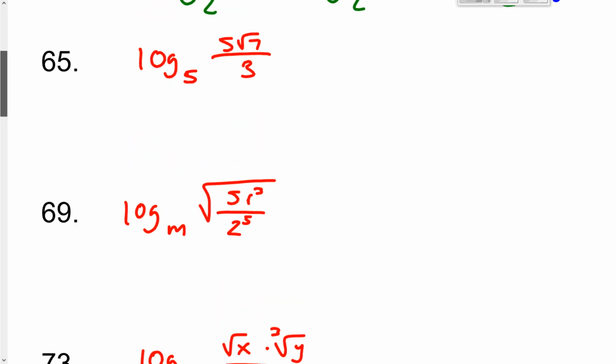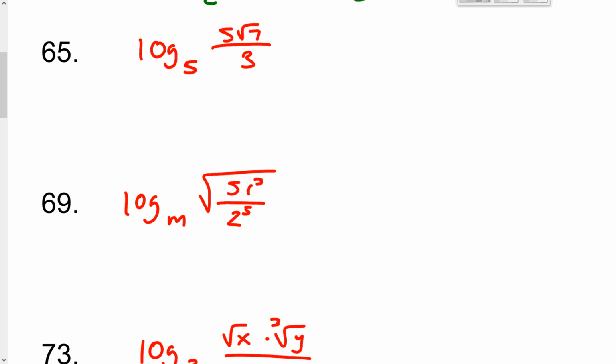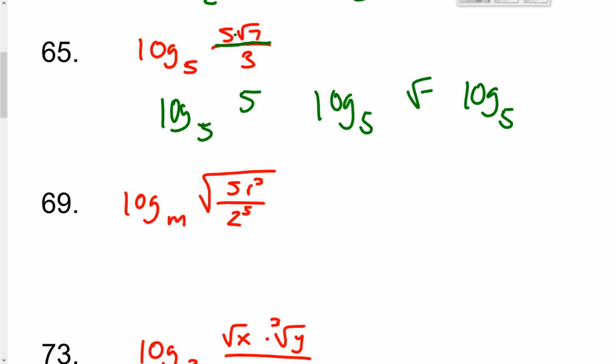Okay, 65. Okay, here we're multiplying 5 times square root 7. So that's a multiplication there. Okay, but also this division right here, so that means there's going to be subtraction. And then how many terms do I have? The 5, the root 7, and the 3. So that's 3 terms, so that means I'm going to have 3 logs with that same base of 5. And now I have 5, I have square root 7, and I have 3.